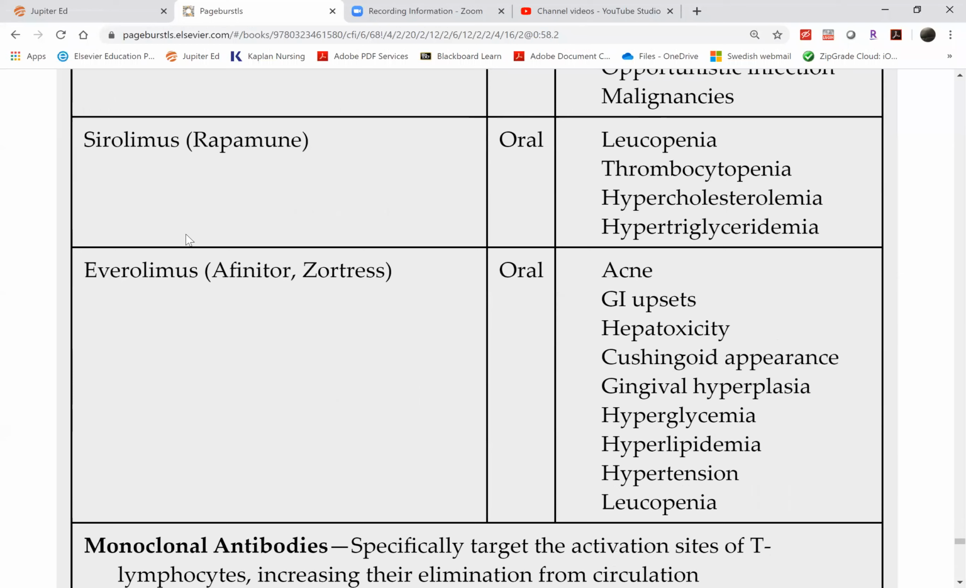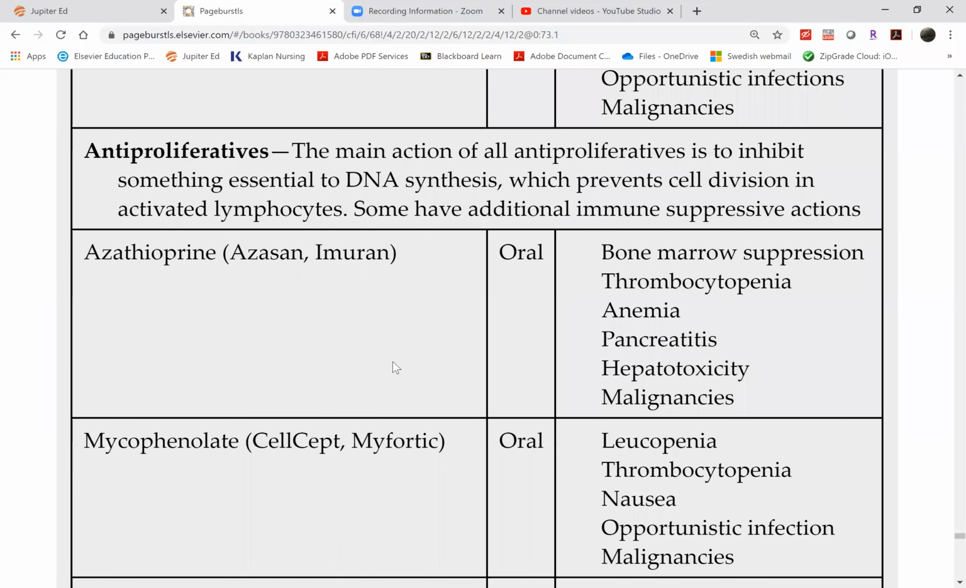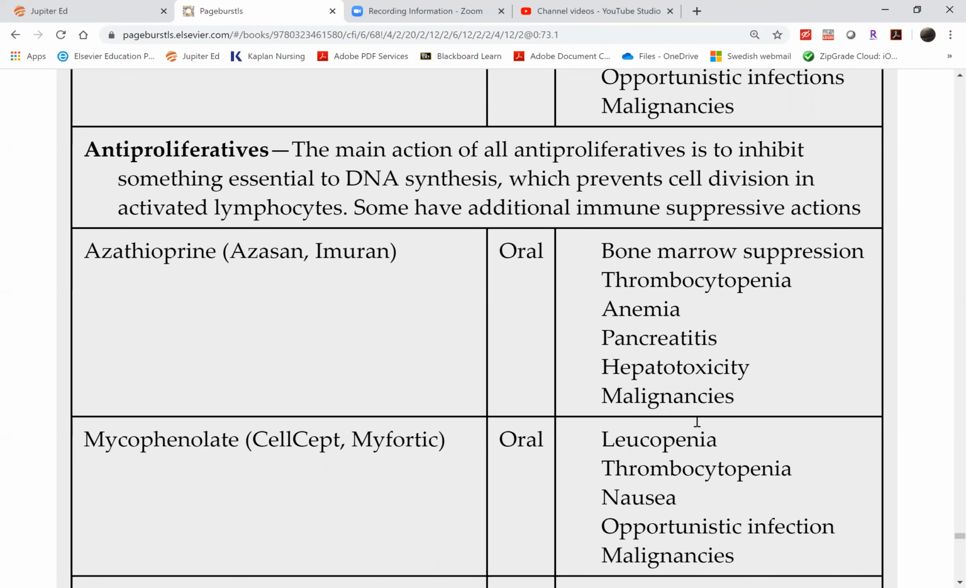Never mind these. They're not very common. These two are the most commonly used, at least in North America. So this is Imuran. You'll see this also taken by patients with multiple sclerosis. CellCept is the cheaper form. This is used for most transplant patients.